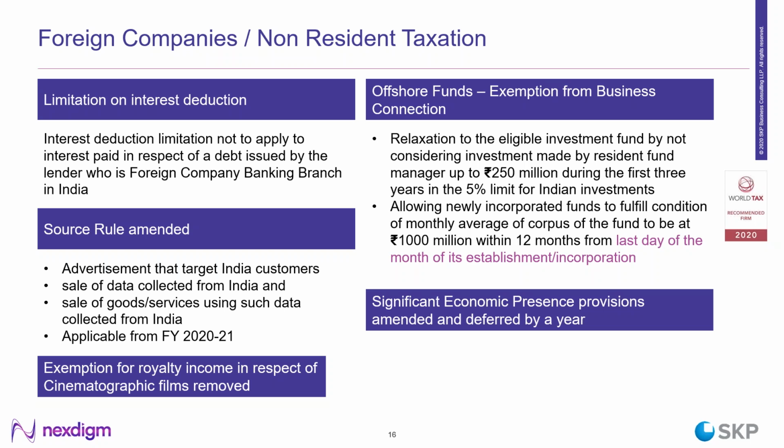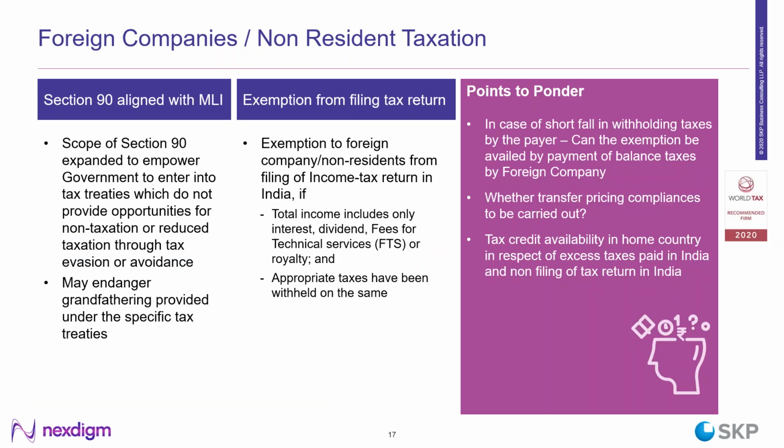And also there was a disparity, because the funds which were set up in the first part of the year were getting 18 months, whereas the funds which were set up at the end of the year were only getting 6 months. So this law has now been streamlined to say that the 100,000 million corpus or AUM has to be achieved within 12 months from the last day of the establishment or incorporation of the fund.